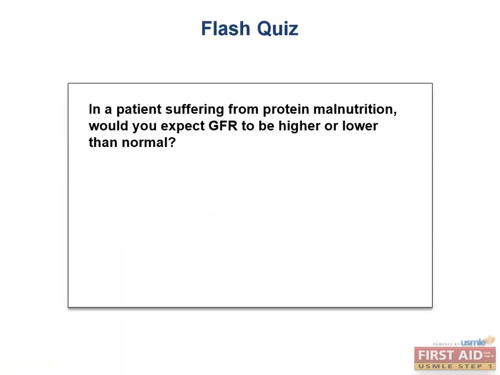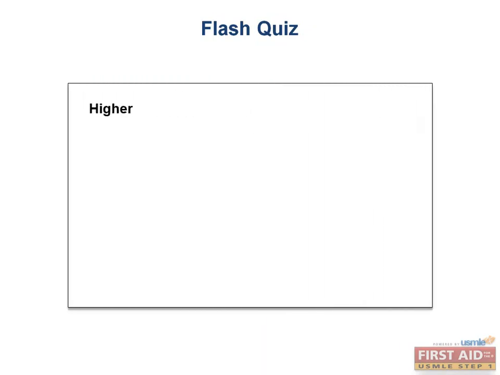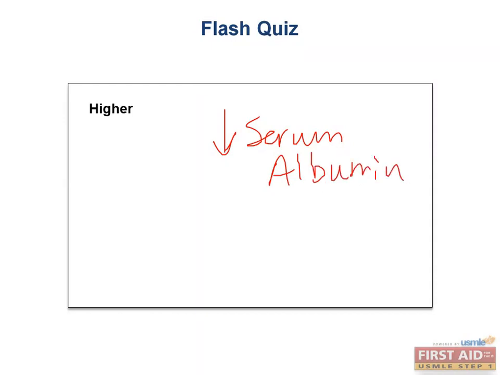Now let's try some sample questions. In a patient suffering from protein malnutrition, would you expect GFR to be higher or lower than normal? The answer is higher. Someone suffering from protein malnutrition would have decreased serum albumin, since they wouldn't be able to make enough protein. With that lower plasma protein concentration, the oncotic pressure keeping fluid inside the glomerulus is going to be decreased. So the GFR is going to be higher.